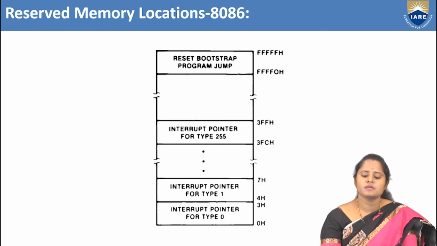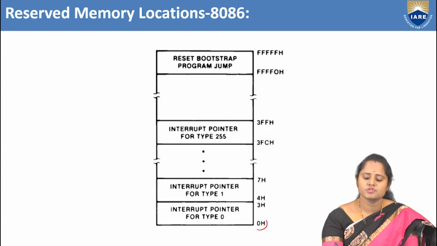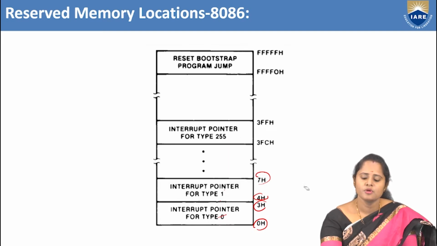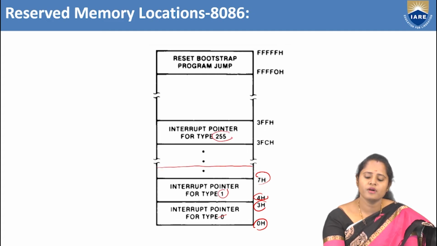See here, this is a reserved memory location where you can see 0H to 3H. It denotes the interrupt pointer for type 0. Next, from 4H to 7H, you have the interrupt pointer for type 1. Like that, you have 256 interrupts. From type 1 to 255, the memory location is accessed up to 3FFH.